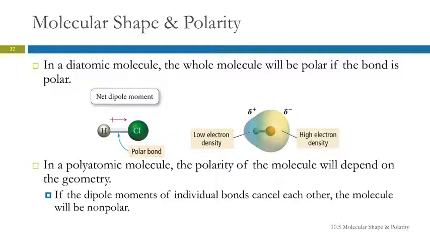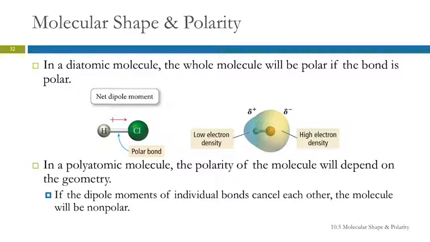When we have more than two atoms, things get a little more complicated. The polarity of the molecule is going to depend on the geometry of the molecule, and that's why we had to look at geometries first. For diatomic molecules, the molecule is polar if the bond is polar, but for polyatomics, we have to look at the geometry.